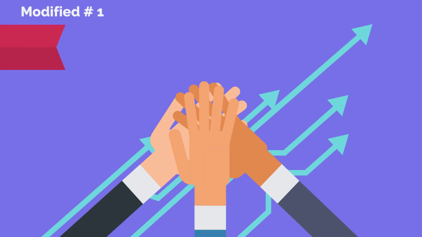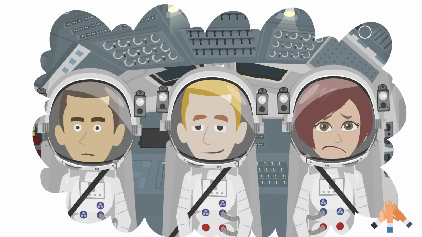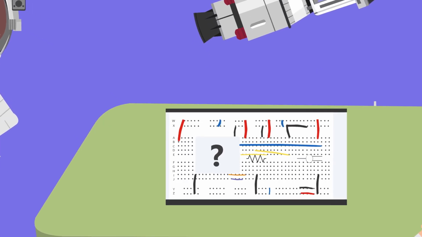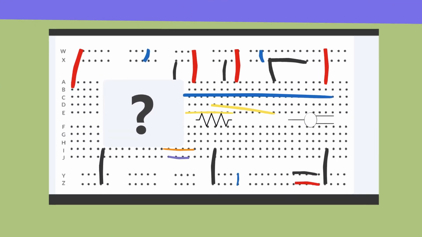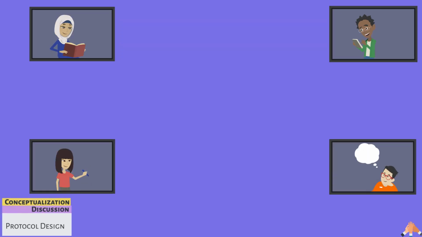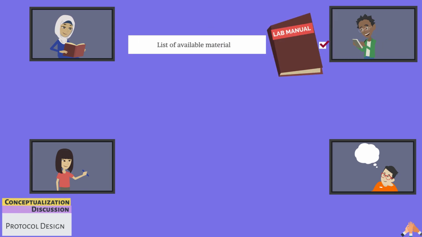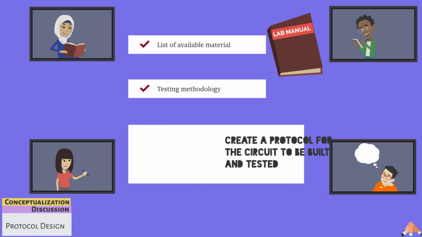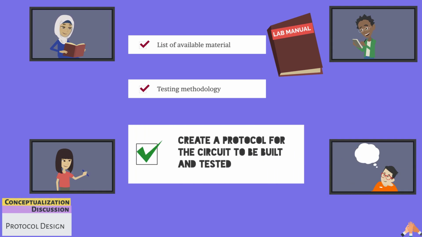First, protocol design. This revised version of the lab starts with a request to finish the design of an incomplete circuit such that it meets a specific user need. Students' task is to propose how to complete the circuit and how to test it. In their remote lab groups, students use the list of available material and some tips on the appropriate circuit type and testing methodology to create a protocol outlining how they want the circuit built and tested.